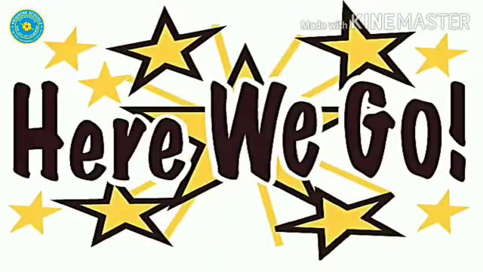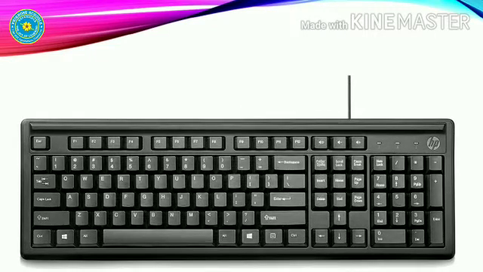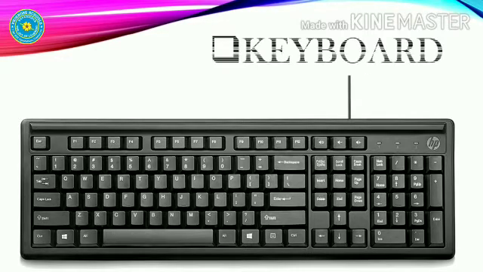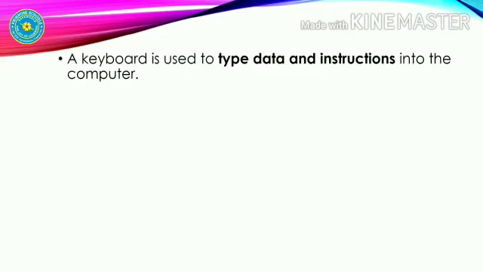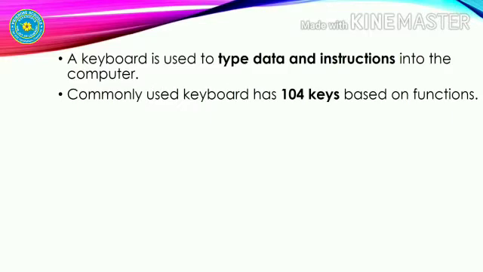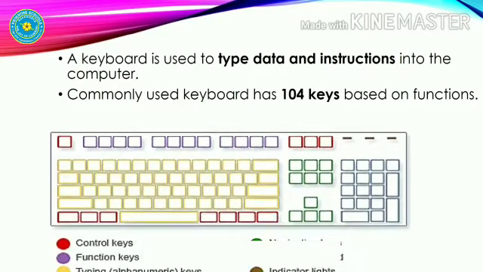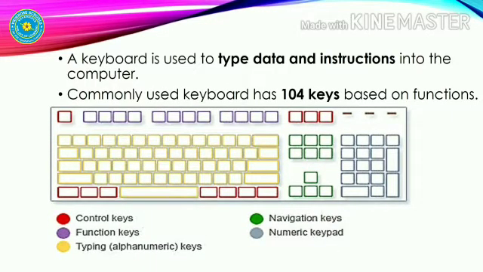Here we go. Can you see the picture? What it is, children? Yes, it's a keyboard. A keyboard is used to type data and instructions into the computer. The commonly used keyboard has 104 keys based on functions. Let's discuss the different types of keys.